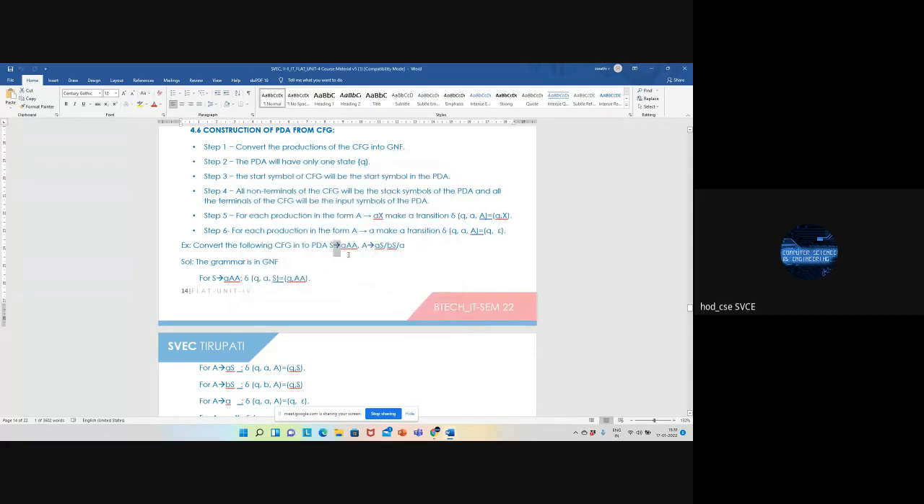So no need to perform the first step. We'll go for the next step. The start symbol of the grammar, here the start symbol is S. The start symbol of the context free grammar will be the start symbol in the PDA.